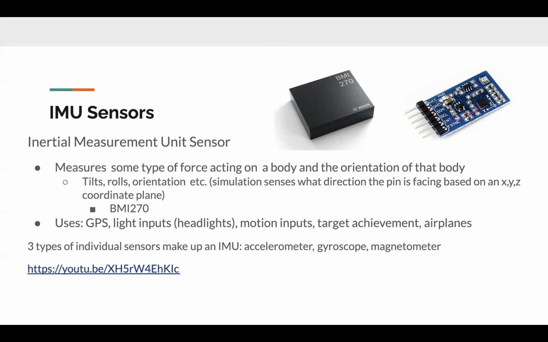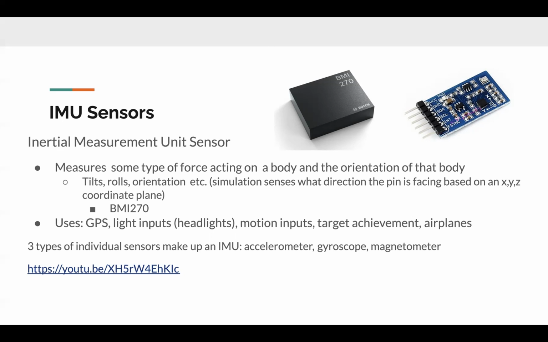And it basically senses how an object is moving and its orientation. So it could sense when the object is tilting, when it's rolling, and again, just like the accelerometer, it senses where the direction of the pin is facing based on the coordinate plane in the X, Y, and Z direction. An example of this would be the BMI 270.